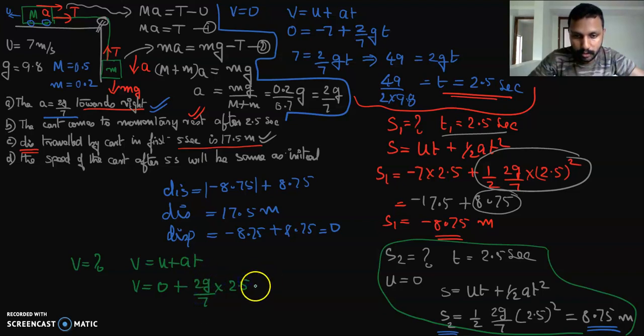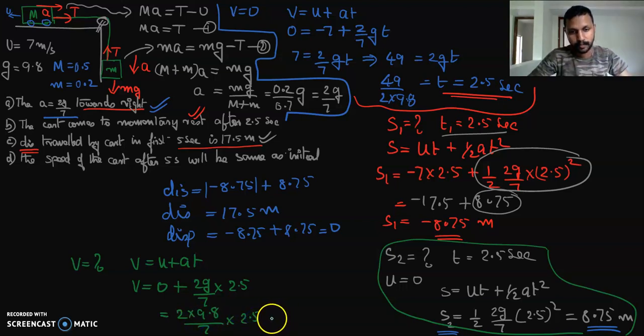We write t as 2.5. Why am I using 2.5? It is because in the second interval it is 2.5, that means the total time is 5 seconds. Therefore, we will get 2 into 9.8 divided by 7, into 2.5, and that will be 7 itself, 7 meter per second. Therefore, we are getting 7 meter per second.